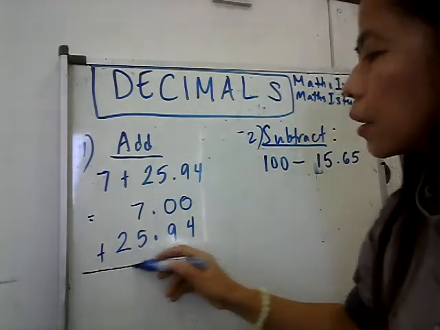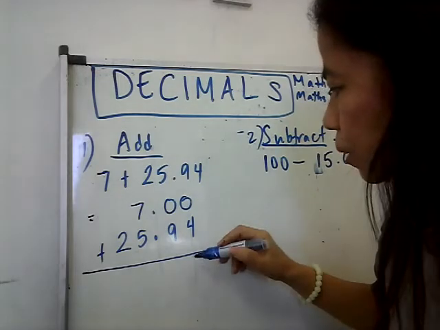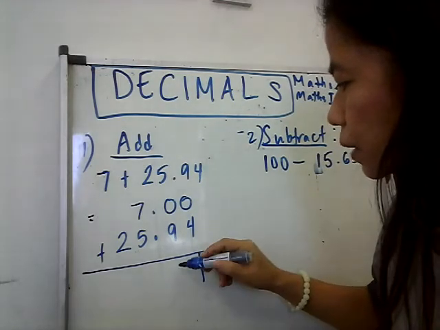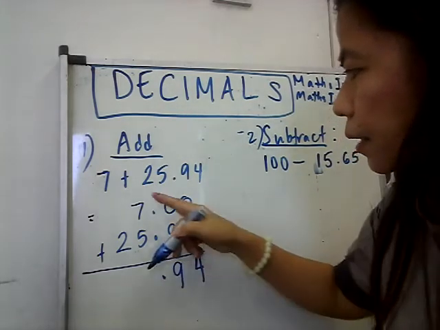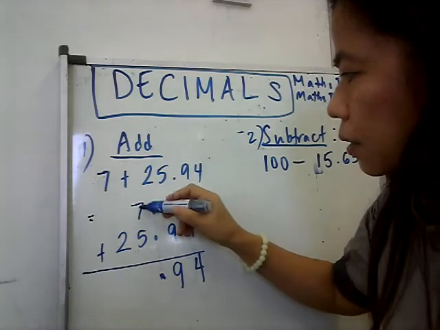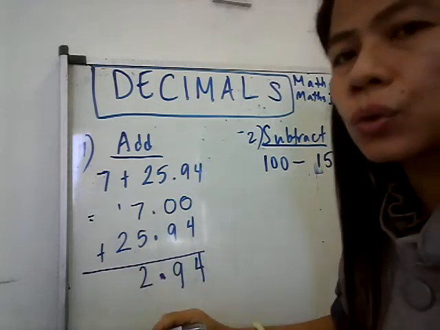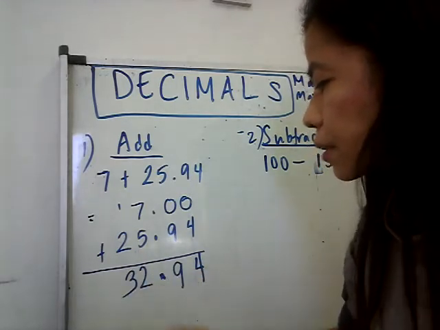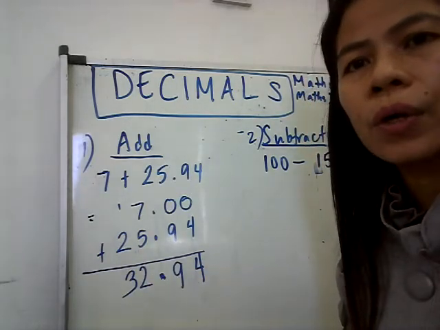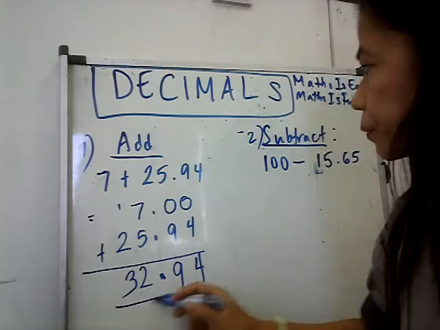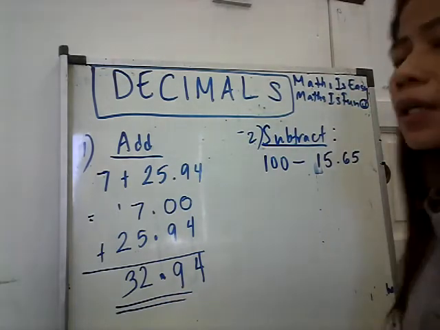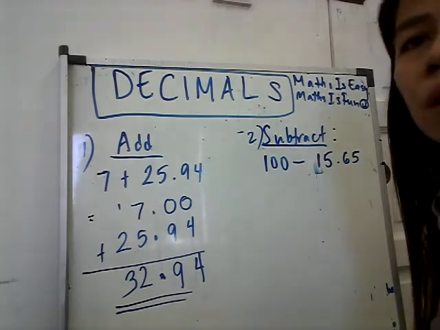Then we are ready to add them. 0 plus 4 is 4, 0 plus 9 is 9. Then 7 plus 5 is 12, carry 1. Then 1 plus 2 is 3. So our final answer will be 32.94.